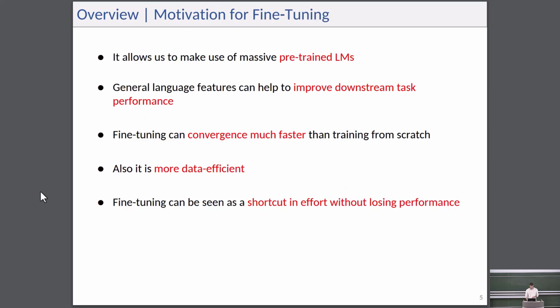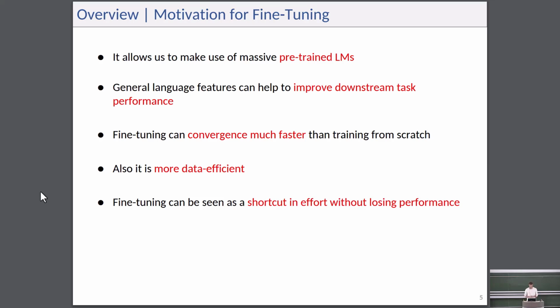Okay, so what's the motivation for fine-tuning? Well, as I said, it allows us to make use of these massive language models that we have available. So far we've seen that fine-tuning large language models has much higher performance than creating a model for the task specifically. It does converge a lot faster because you can leverage all the general knowledge that the model has learned at pre-training. It's incredibly data efficient.